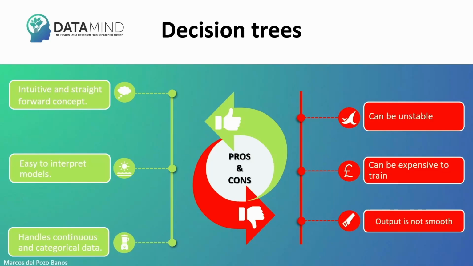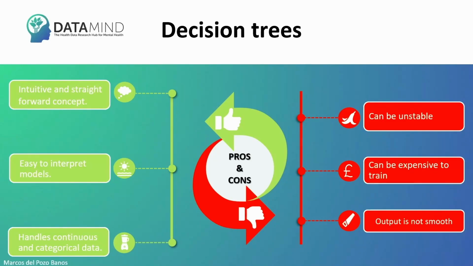What are the advantages and disadvantages of decision trees? Well, in terms of advantages, it's a very intuitive and straightforward concept, as we have seen. It produces models that are very easy to interpret because we just need to follow the tree and look at the different very simple splits, each time based on a threshold applied to a single feature on each step. And it can handle mixed data with continuous and categorical variables.